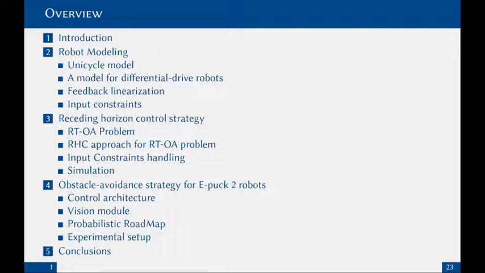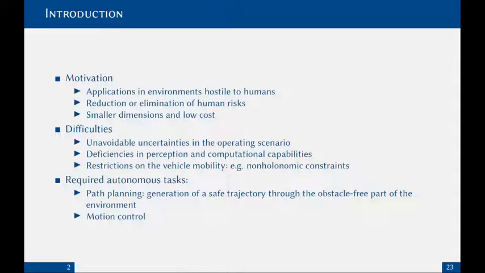robot. Autonomous mobile robots are increasingly present in industrial and service robotics, particularly because of their potential applications in environments hostile to humans, resulting in the reduction of human risks. In general, these robots are required to operate in uncertain environments, avoiding any obstacle along the path. The most required autonomous tasks are motion planning and motion control between different pose configurations.